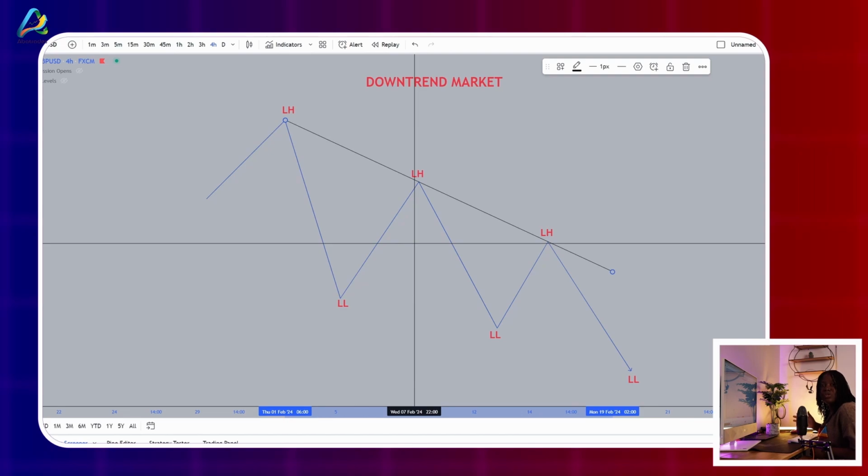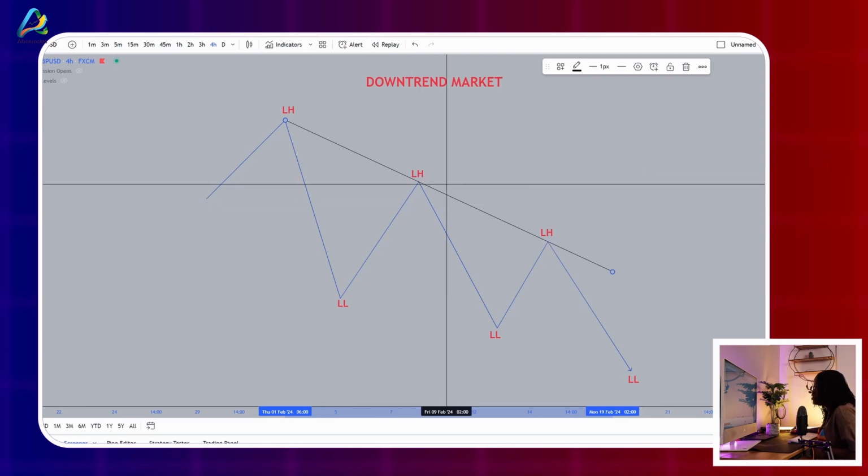Okay, so now that you know how to draw the trend line in a downtrend market and an uptrend market, let's move to the real chart and let me show you how you can draw these trend lines on the real chart.